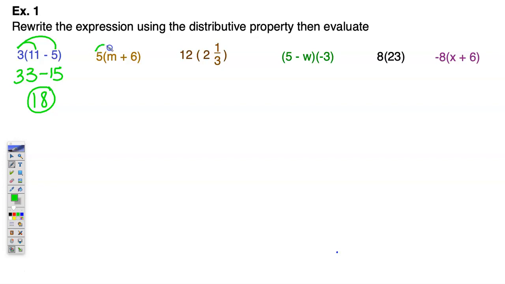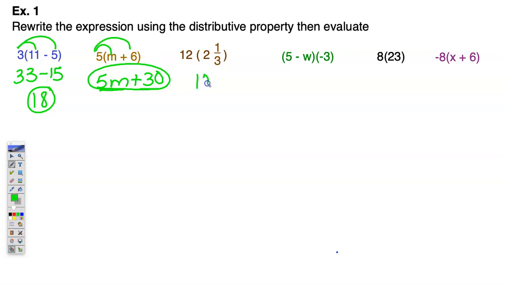And then we're going to go ahead and do the same thing with this one. This would be 5m. And then 5 times 6 would be plus 30. Now these two are not like terms because one has a variable and one does not. So that would be our final answer. We'd have to leave that answer in that format.